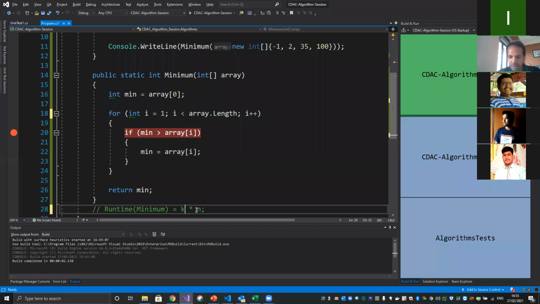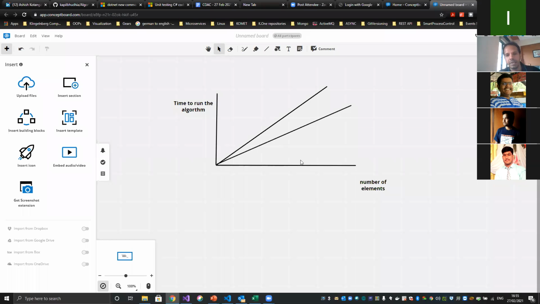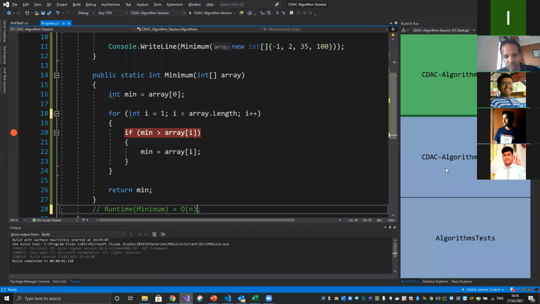And we typically don't write this because it's not important. We always write something like this: order n. What does that mean? It means as the number of elements increases, the runtime increases proportionally. So if it took 10 seconds for 100 elements, it will take 20 seconds for 200 elements. That's what linear means. The runtime scales proportionally with respect to the number of elements.